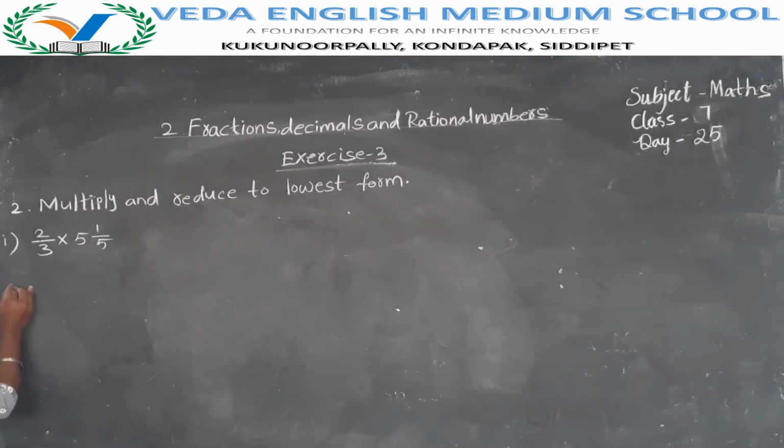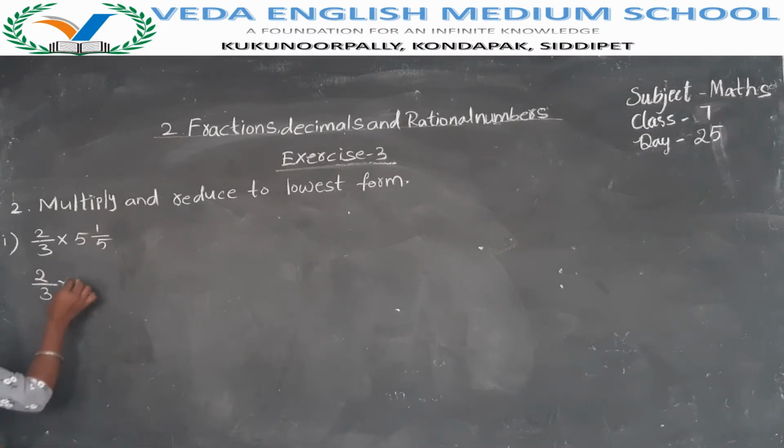Now solution: 2 by 3. Already 2 by 3 is a proper fraction, there is no need to convert. After 2 by 3 we have 5 into 1 by 5. This 5 into 1 by 5 is a mixed fraction. How to convert a mixed fraction into an improper fraction? By multiplication and by addition. Now multiply. 5 5s are 25. 25 plus 1, 26.